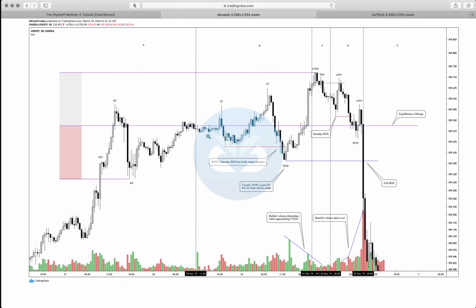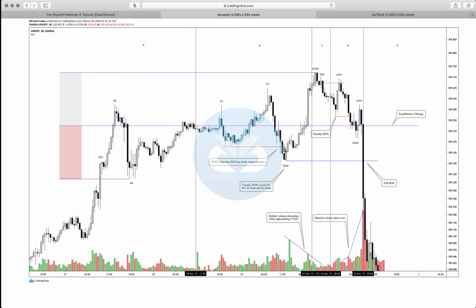And then after that, you get an intraday BOS, which is now considered your SOW. SOW equals intraday BOS, right? Remember that. But usually the SOW is post ST, which is here. So it should take out sell liquidity and then buy liquidity. But like I said, we have to adapt. Not every schematic is going to be the same. If not, everybody would be making millions off of this, right?